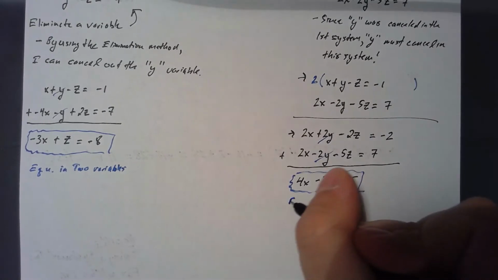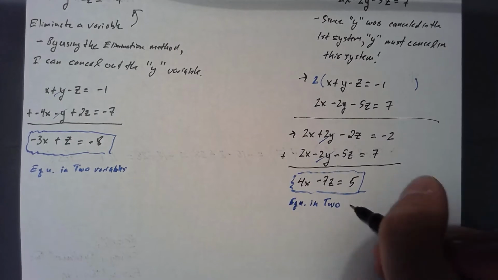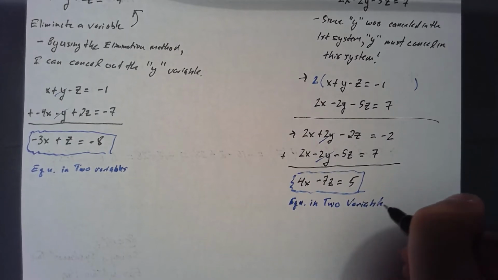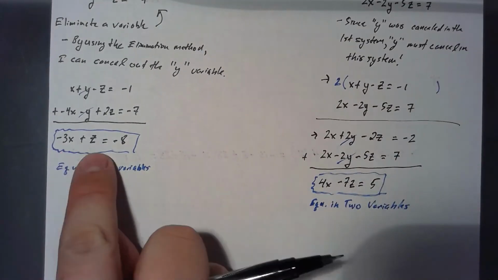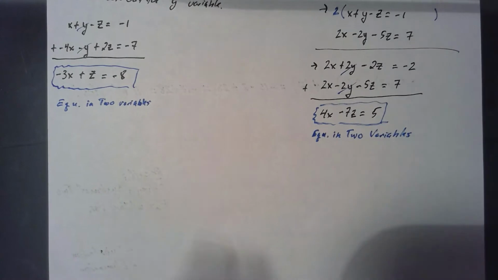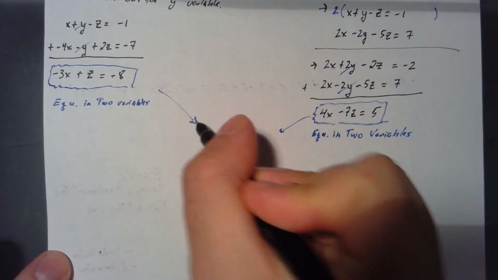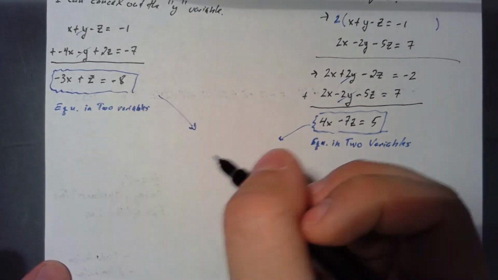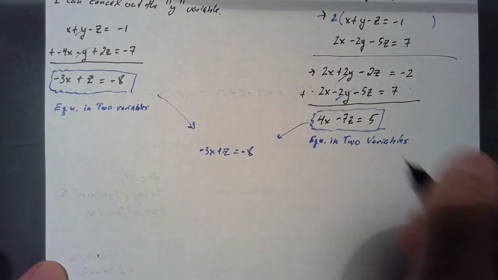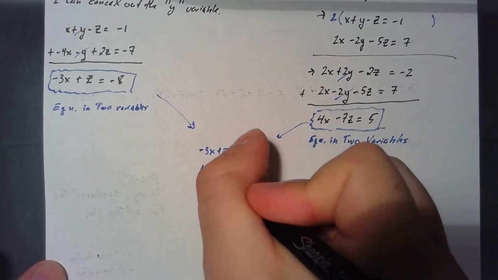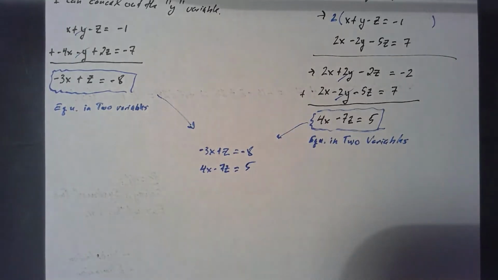As it turns out, it has the same two variables that this one had, x and z. So now what I'm going to do is bring these two together as a system. So this is going to be negative 3x plus z equals negative 8, and 4x minus 7z equals 5. So there's the other.